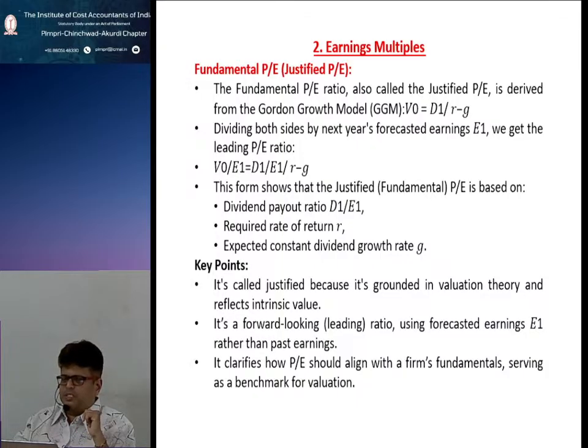The key points in fundamental PE or justified PE: it is called justified because it's grounded in valuation theory and reflects the intrinsic value. Secondly, it is forward looking, that is a leading ratio and not a trailing ratio, using forecasted earnings, that is E1, rather than past earnings. So this is a distinctive factor again. And thirdly, it clarifies how PE should align with the firm's fundamentals, serving as a benchmark for valuation. So these are the key points of fundamental PE or justified PE.